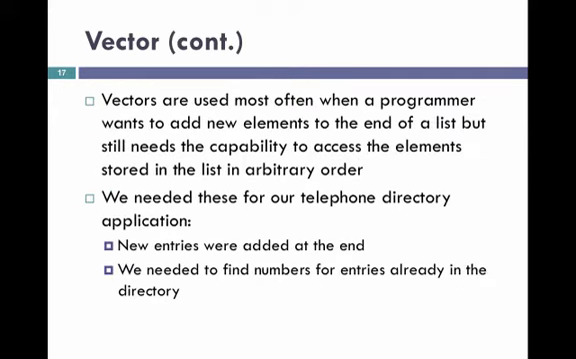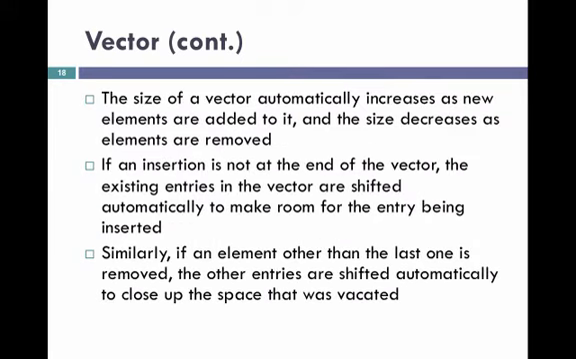Now, vectors are most often used when a programmer wants to add new elements to the end of a list, but still needs the capability to access the elements stored in the list in arbitrary order. So we needed this in the telephone directory application from Chapter 1. We added new entries at the end, and we needed to find numbers for entries already in the directory. The size of a vector automatically increases as new elements are added to it. The size decreases as elements are removed.